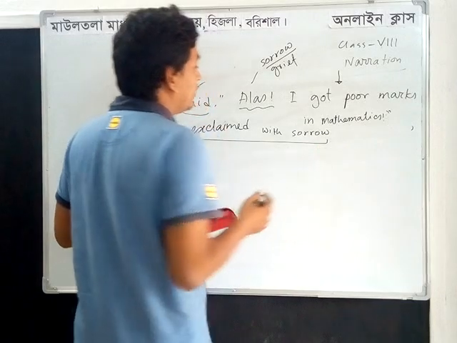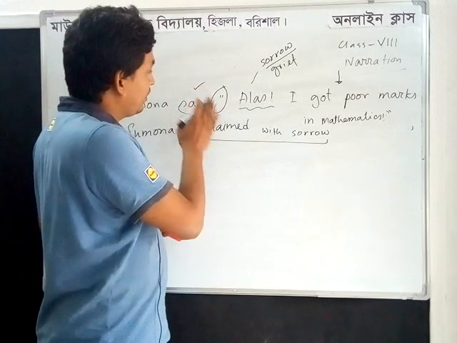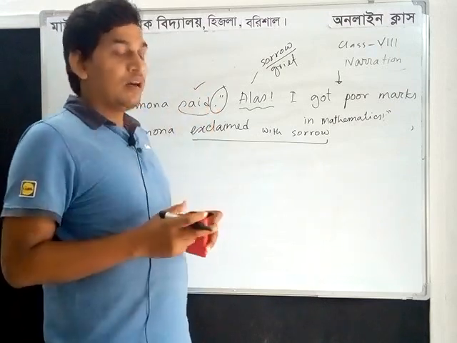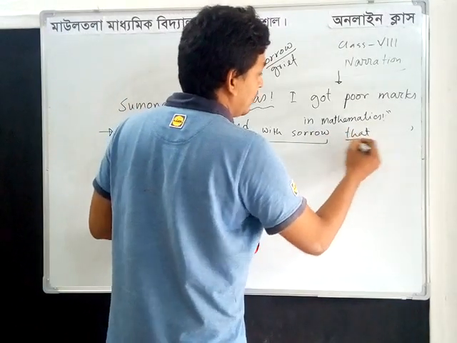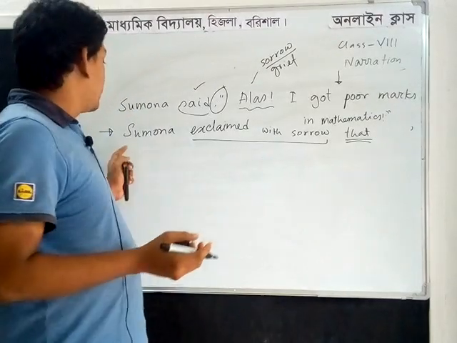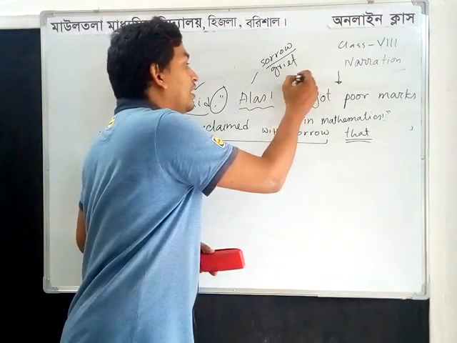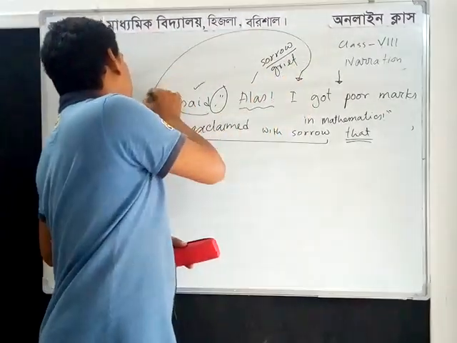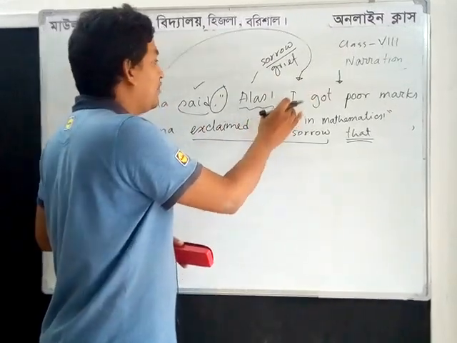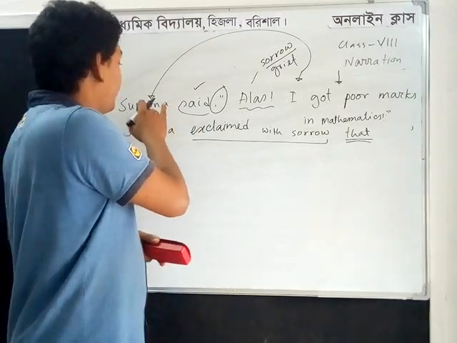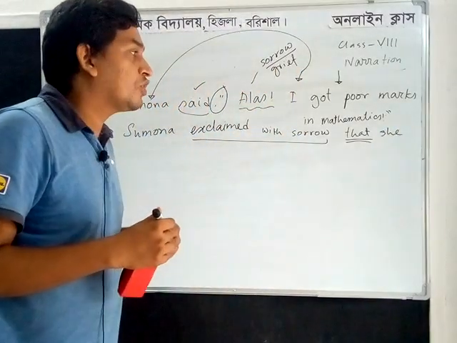Shumana exclaimed with sorrow. Here, the second thing which we have to change is the inverted comma. So by omitting the inverted comma, we have to insert a conjunction here. So we have to write here "that," and this is discussed in my previous sentence. So Shumana exclaimed with sorrow that. Then I have to write the subject here. The subject is I. I refers to the speaker. Here the speaker is Shumana. So instead of writing I, I must write the pronoun of Shumana. As Shumana is feminine gender, we have to write here she. So Shumana exclaimed with sorrow that she.